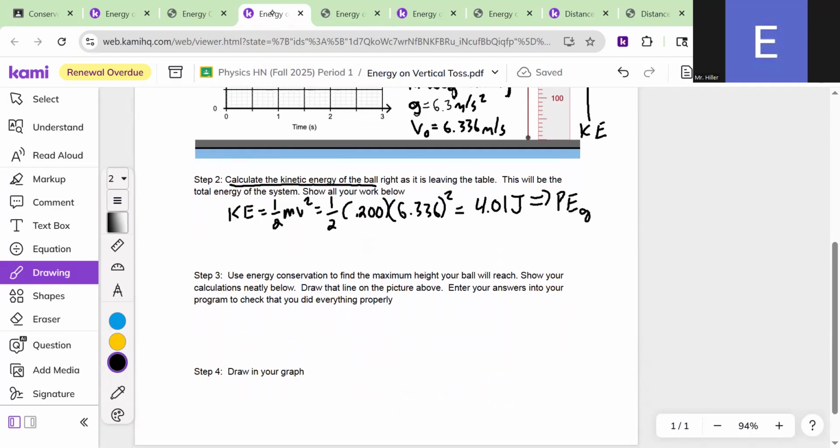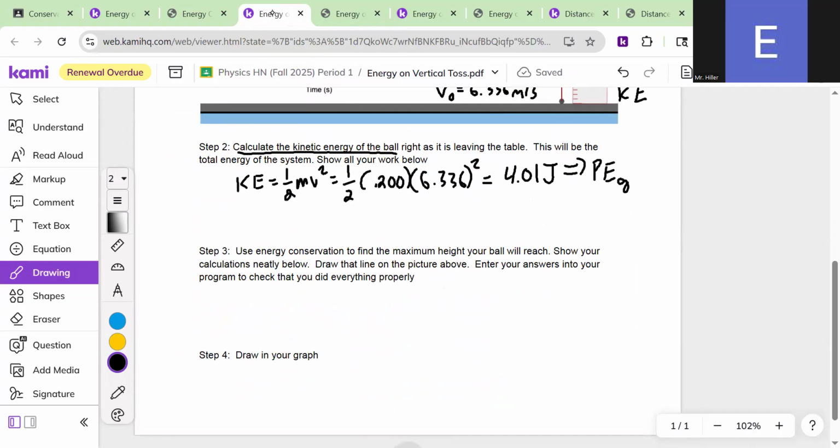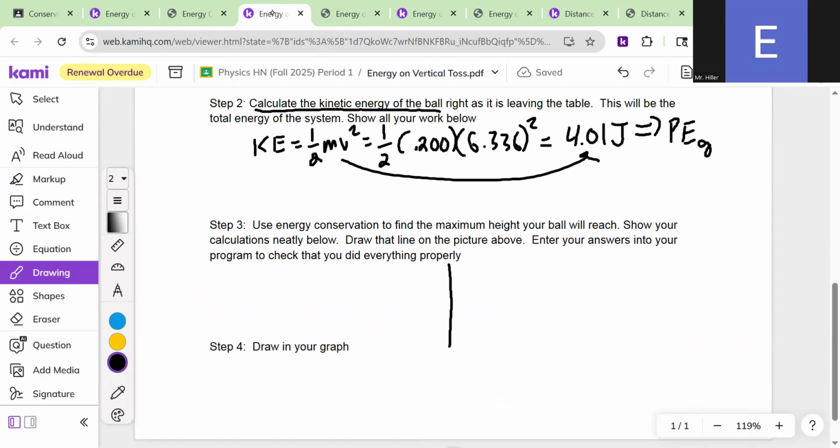So this is not only the kinetic energy, it's also the gravitational potential energy that it transforms into. Okay, so it says use conservation of energy to find the maximum height your ball will reach. I'm going to show you 2 ways to do this problem. One way is to find the energy at the initial point. We did that. I'm going to draw a line here just to show the differences. So I found my initial kinetic energy, which is equal to my final potential energy, and that's 4.01 joules.